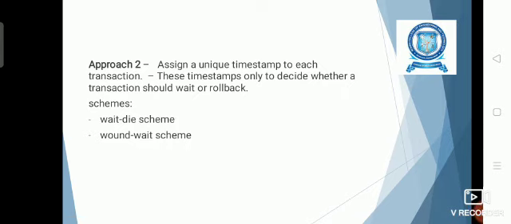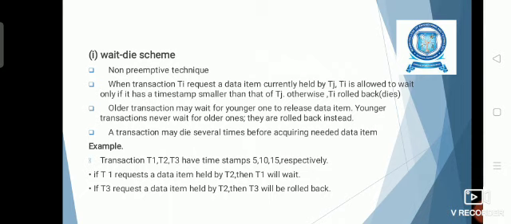The first one, the wait-die scheme, is a non-preemptive technique. When a transaction Ti requests a data item currently held by Tj, Ti is allowed to wait only if it has a timestamp smaller than that of Tj. Otherwise, Ti will roll back. An older transaction may wait for the younger one to release a data item. A younger transaction never waits for the older ones; it is rolled back instead. So a transaction may die several times before acquiring the needed data item.